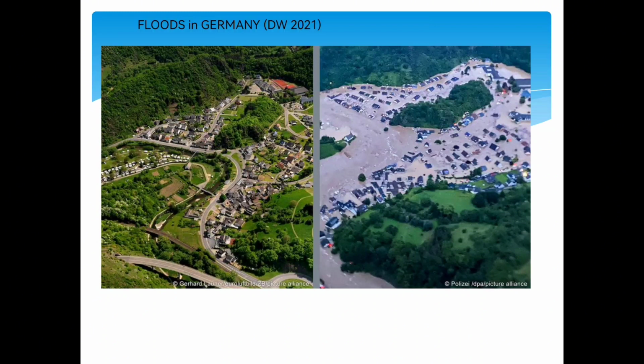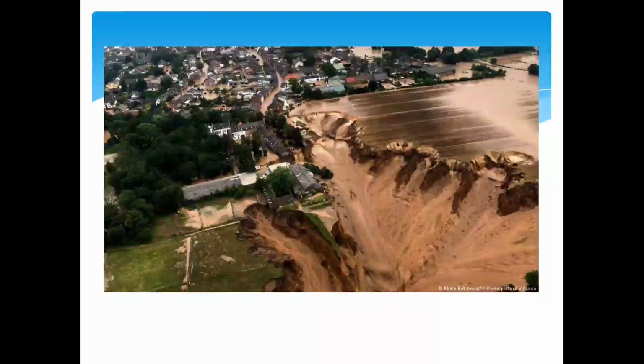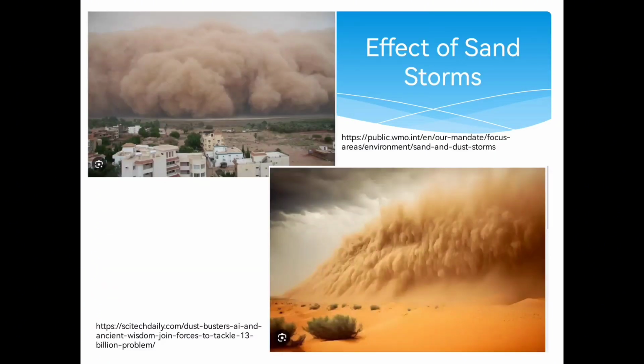Even in Belgium, we have a lot of problems during that time also, and families na until now, wala pa rin silang bahay na matutuluyan. That is also in Germany. So yung field na yan is talagang gumuho and then gone for less than one day. And this is also the effect of sandstorms in Africa and in the Middle East.